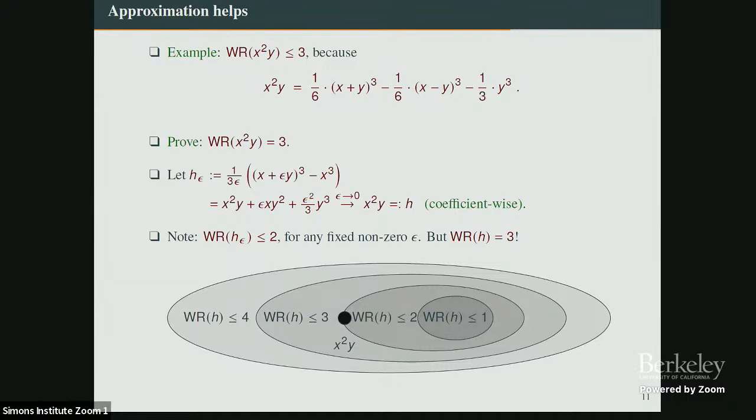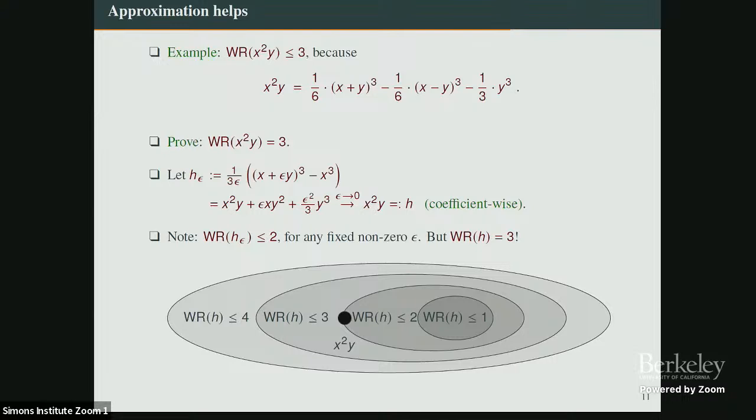Just to be clear, I have h epsilon approximating x square y. This h epsilon has to be here. H cannot be here because otherwise you have to approximate something by h epsilon here, which contradicts this point, h epsilon less than or equal to 2. So x square y has to sit really in a border. Think of this like in the border, and that's how we define the border Waring rank.